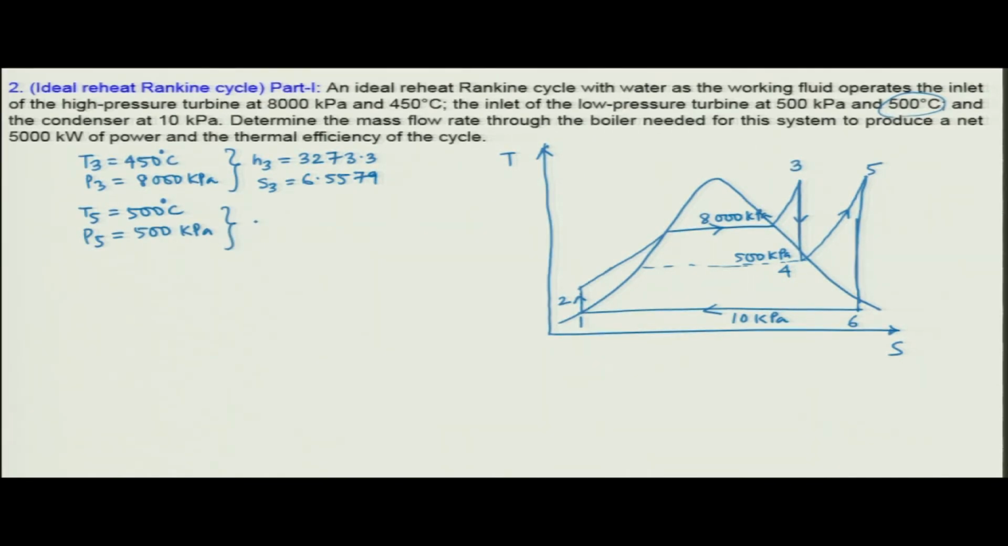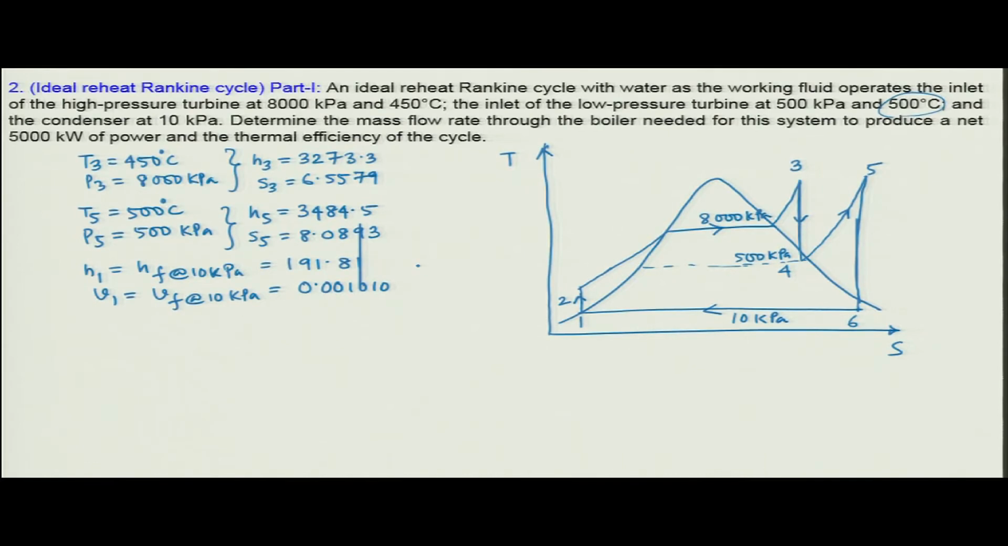So, now again we can find these things from the superheated vapor table. H5 is 3484.5 and S5 is 8.0893. Next, I will try to calculate the properties of point 1 and 2. So, H1 is pretty straightforward. H1 is enthalpy of the saturated liquid water at 10 kilopascal, and that can be found from the table as 191.81 kilojoule per kg. And we can also find the specific volume corresponding to this, and specific volume is 0.001010 meter cube per kg. Okay, that is the specific volume corresponding to point 1.